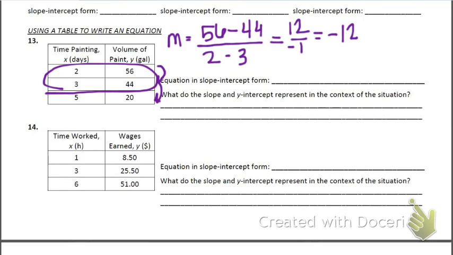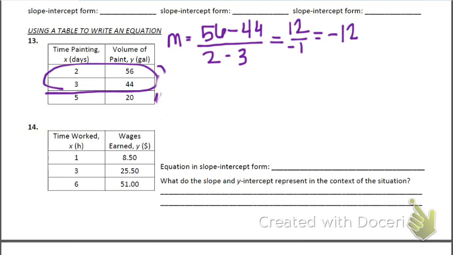The problem wants us to give the equation in slope-intercept form. So what I'm going to do is use point-slope form to get everything in there, and then I'm just going to convert to slope-intercept form. So I need a little bit more space. So right now I'm going to black out and give myself some more space.